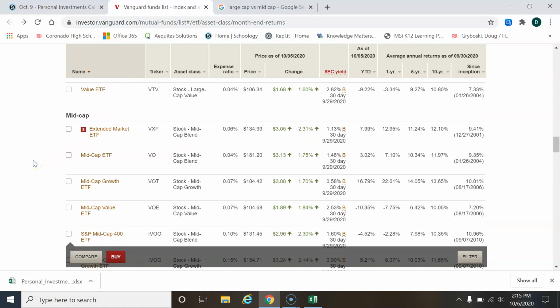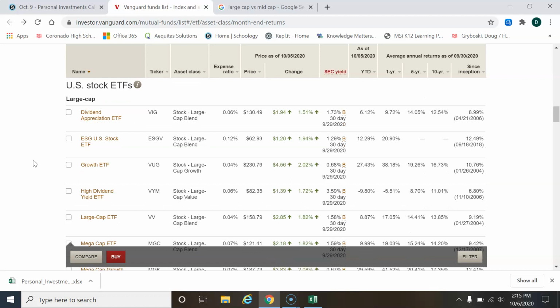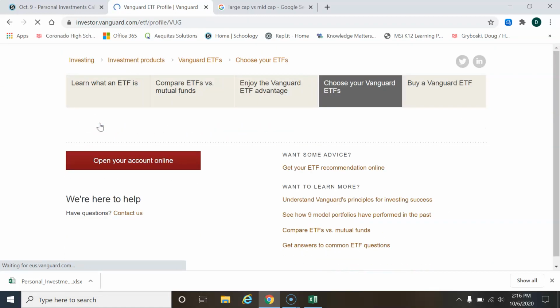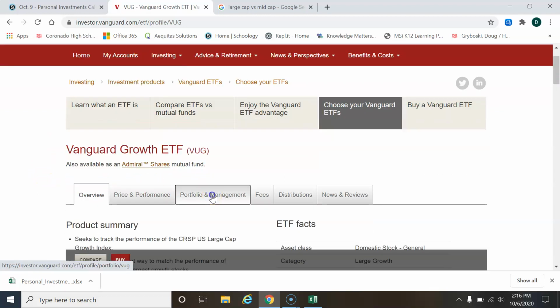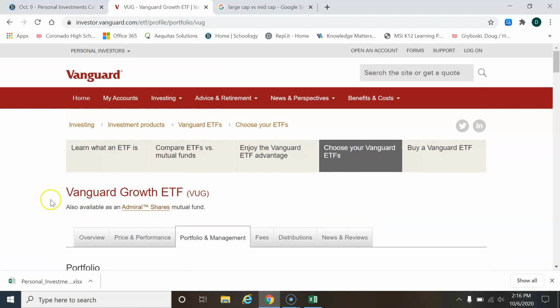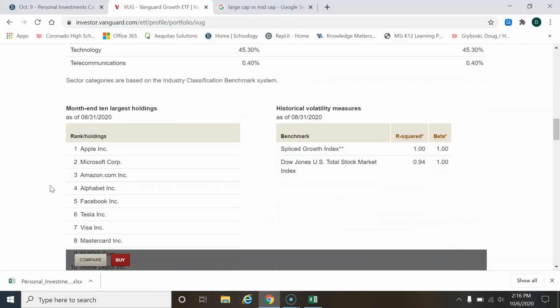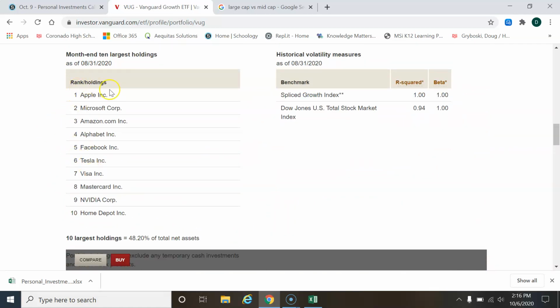Now, I just want to quickly show you a major one to see if you can recognize some of these companies. Let's click on this one. It's a 4%. Portfolio management. And then we're going to click on portfolio holdings. They show the top 10 right here. Hey, you recognize Apple, Microsoft, Amazon, every single one of these.